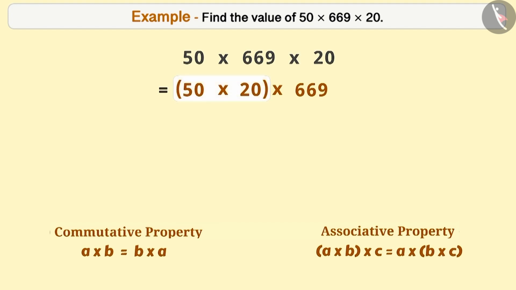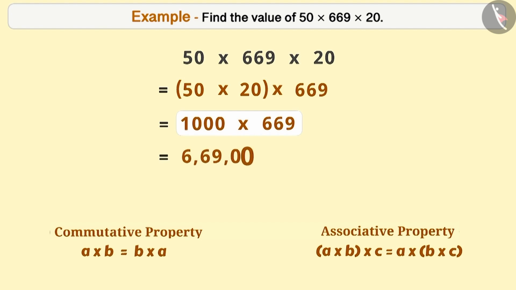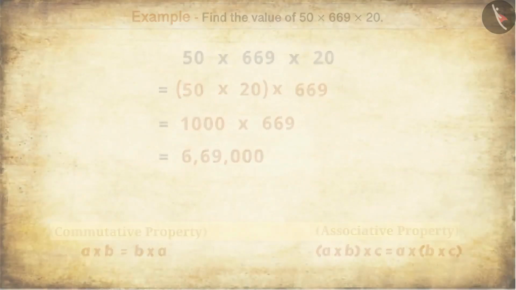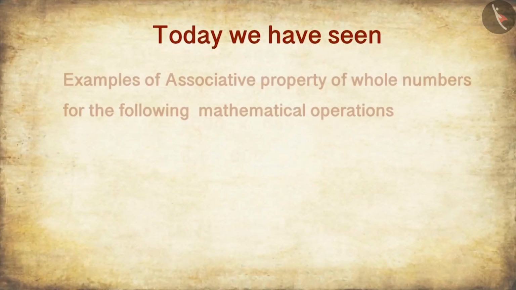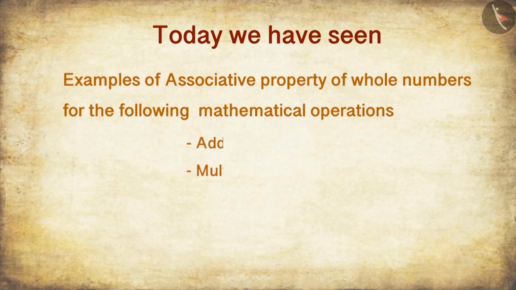The product of 50 and 20 can easily be obtained as 1000. Similarly, the product of 1000 and 669 can be easily obtained to be 6,69,000. Today, we have seen examples of associative property of whole numbers for the following mathematical operations. In the next video, we will learn some misconceptions related to associative property of whole numbers.